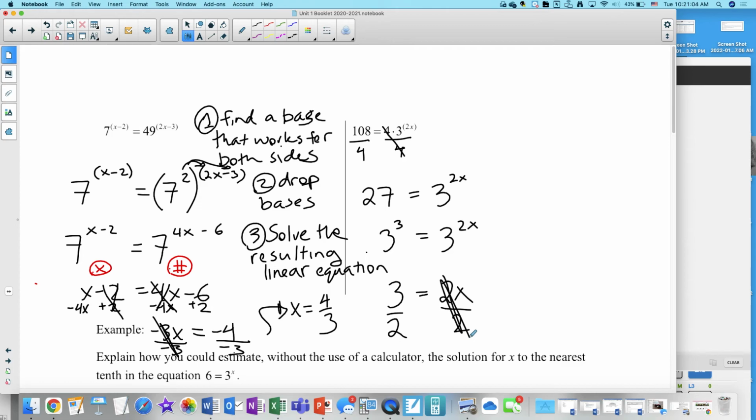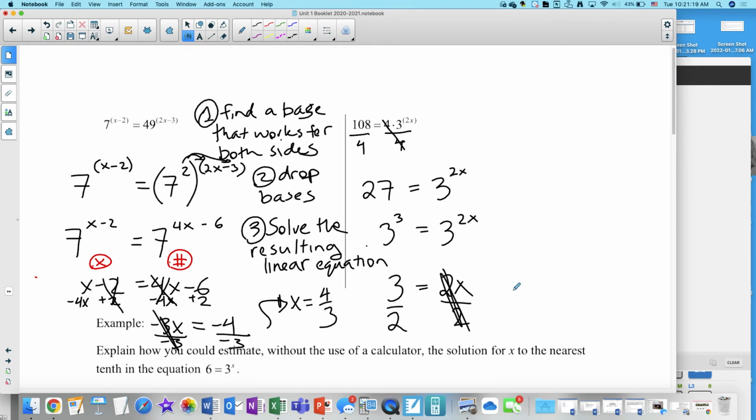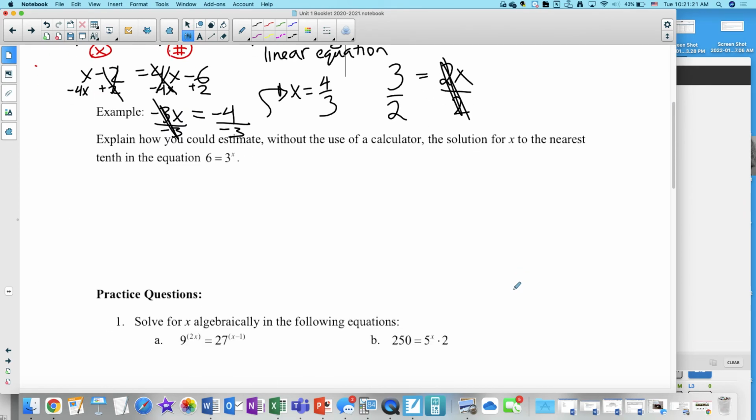Okay? So next question, explain how you could estimate, without the use of a calculator, the solution for x to the nearest tenth in the equation 6 equals 3 to the x. Okay, so how do we estimate without the use of a calculator? Well, firstly, are we able to do a change of base here? One of our bases is 3. We really actually can't go smaller than that because 3 itself is prime. So I can't make that one smaller.